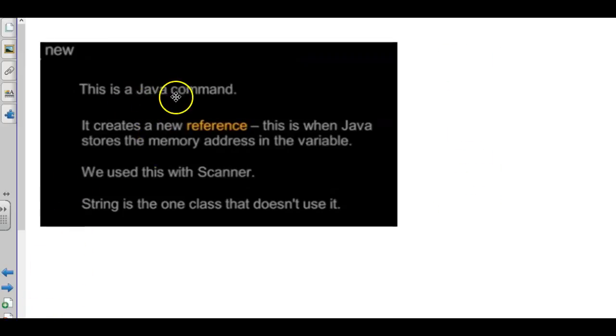So this is a Java command. It creates a new reference. Java sets up in memory and constructs everything. It puts all the pieces together that are needed to build this object. That's what the new command does. It's the actual builder. So whenever you see the new command, something is being built. An object has been created.